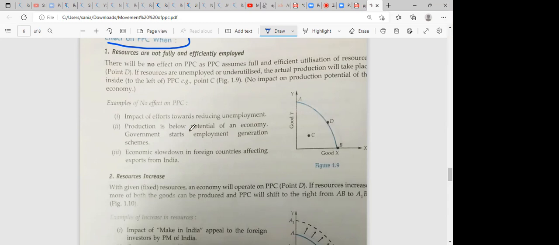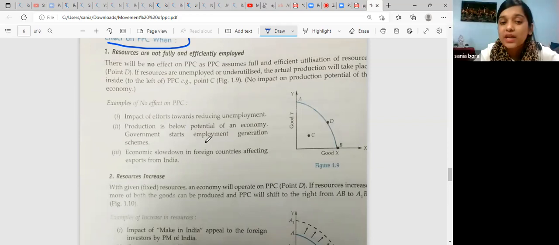Next one is production is below the potential of an economy, and the government starts an employment scheme. Production was already very low and now the government started an employment generation scheme. Have resources increased? No. Has technology increased? No. Because you are already in a poor state and now you are improving. So nothing is going in a good way or a bad way. That's why no change.